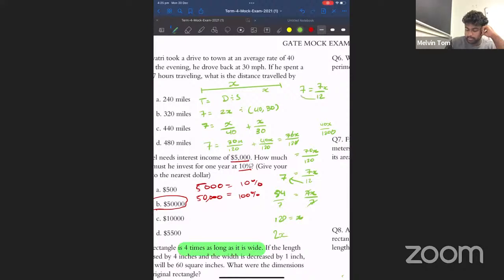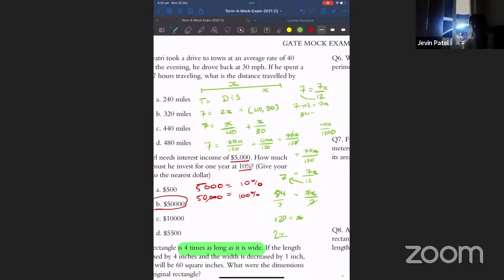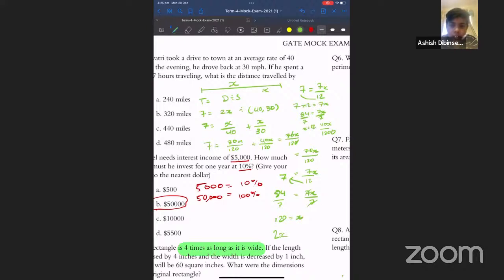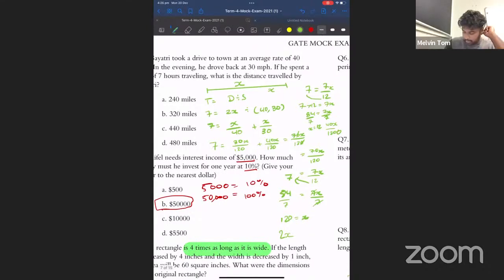You bring the 12 across, so it'll be 7 times 12 is equal to 7x. 7 times 12 is 84, is equal to 7x. Divide both sides by 7. X is equal to 84 divided by 7, which is 12. There you go. Do you guys understand? Yes. So the distance is, actually, I think I messed up somewhere. Let me see where I messed up.